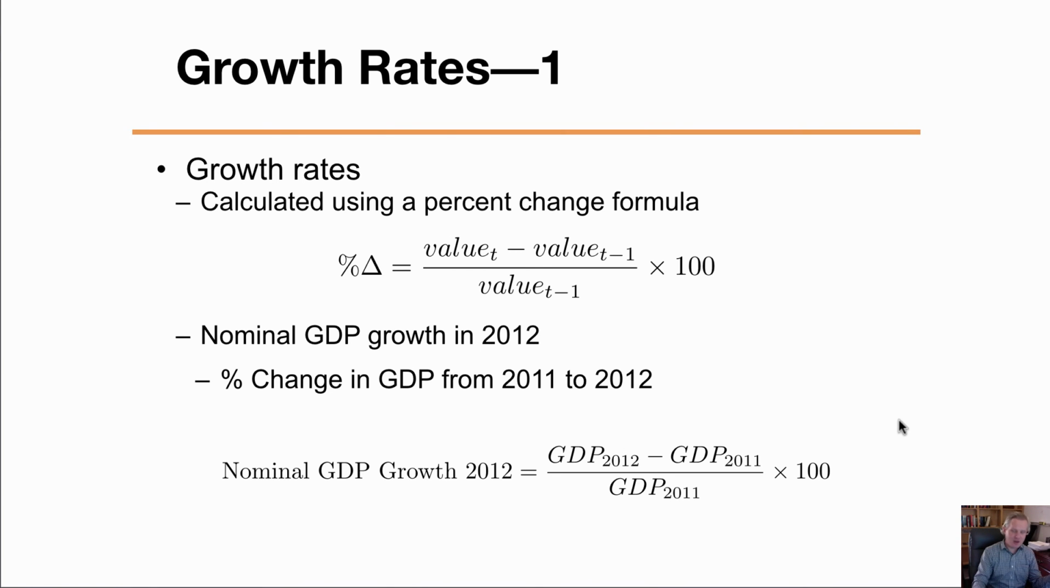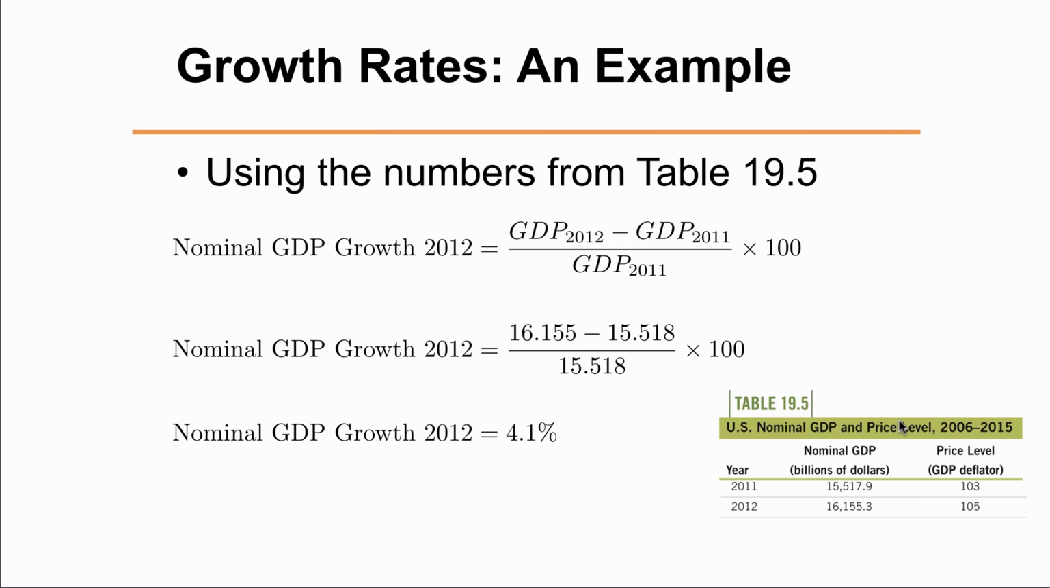multiplied by 100. So if we bring back our table for those two particular years, then we can see that we get 16.155. We're converting here from billions of dollars to trillions of dollars in the formula. Minus 15.518 divided by 15.518 times 100. So we get a nominal, not real, growth rate of 4.1.